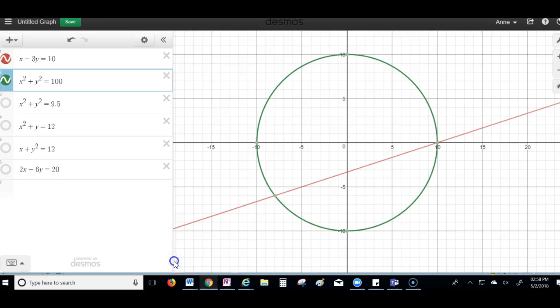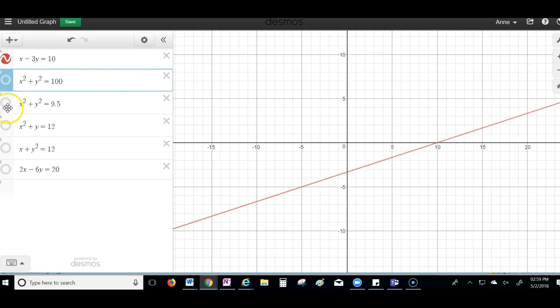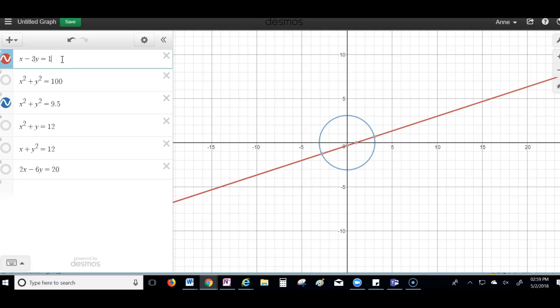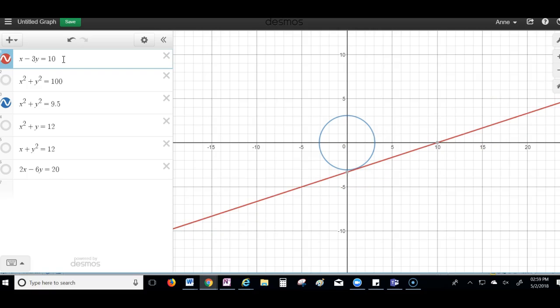So let's look at the graph of this. So here's x minus 3y equals 10, and here's that circle x squared plus y squared equals 100. So you can see it's going to intersect in 2 places. However, a line can intersect a circle in 1 point, or it can intersect a circle in 0 points. So you have to keep in mind that you have to consider more than one solution.